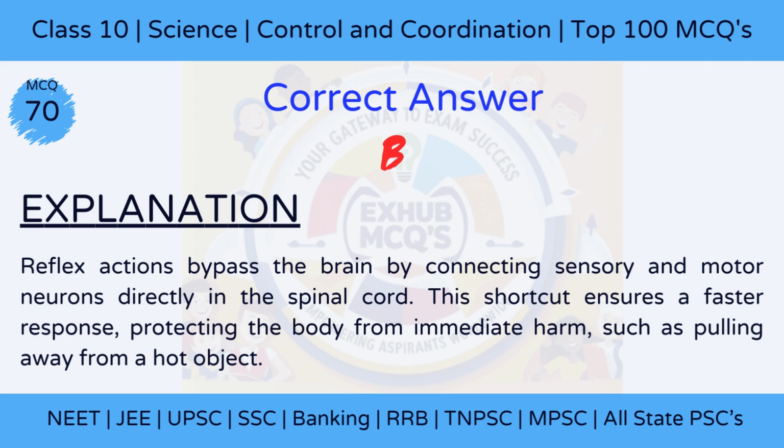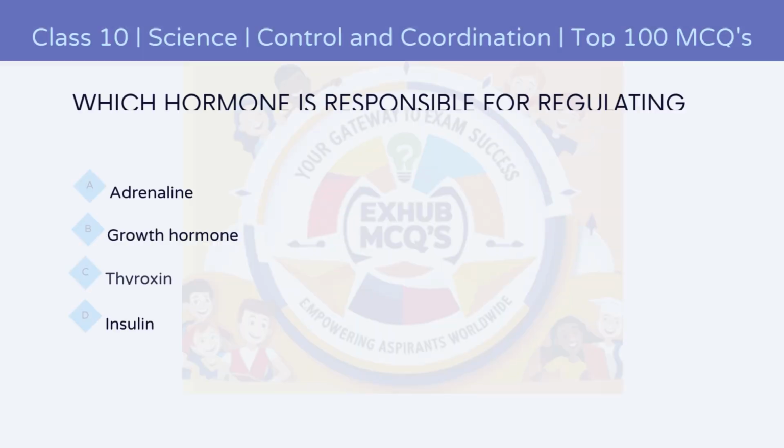Explanation: Reflex actions bypass the brain by connecting sensory and motor neurons directly in the spinal cord. This shortcut ensures a faster response, protecting the body from immediate harm, such as pulling away from a hot object.